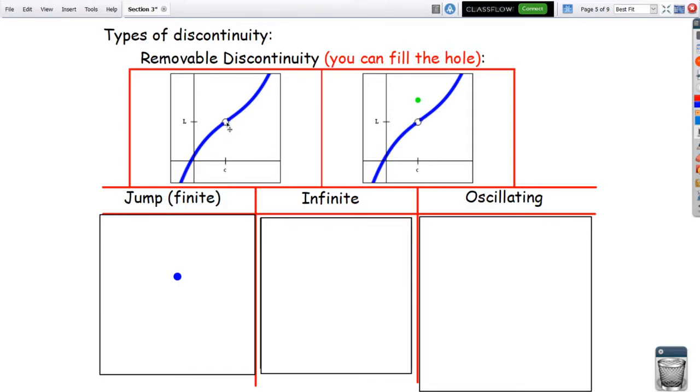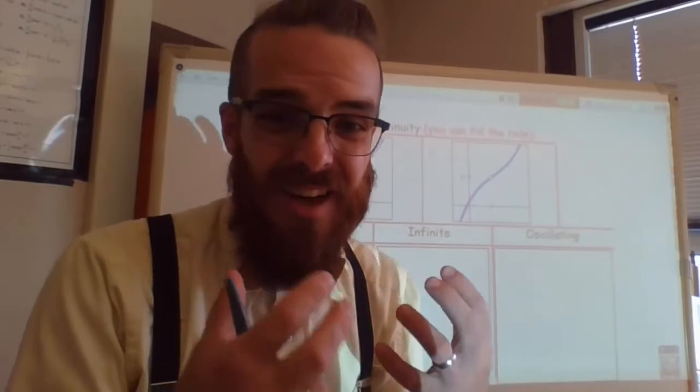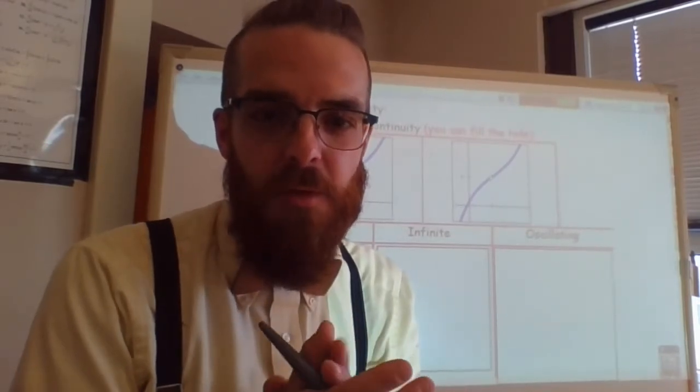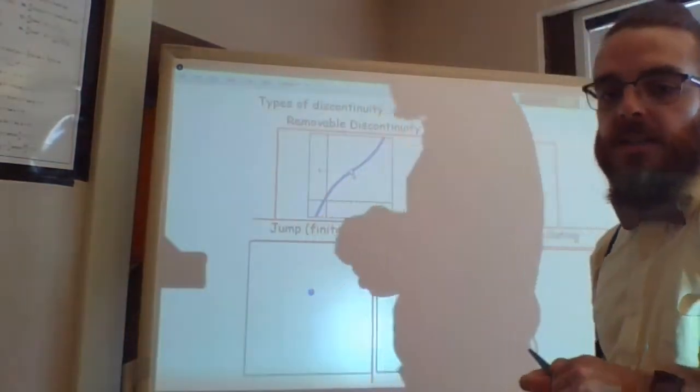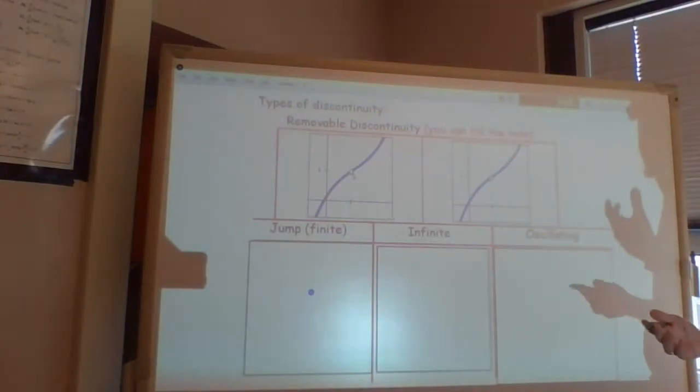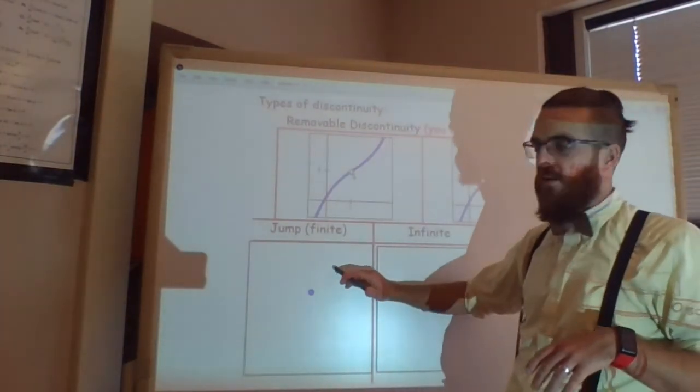The removable discontinuity is probably the cream of the crop when it comes to discontinuities. Those are the ones that we want to see. There can be good stuff that happens at removable discontinuities. These other types of discontinuities, these just cause all sorts of calculus to fail, like a jump discontinuity.